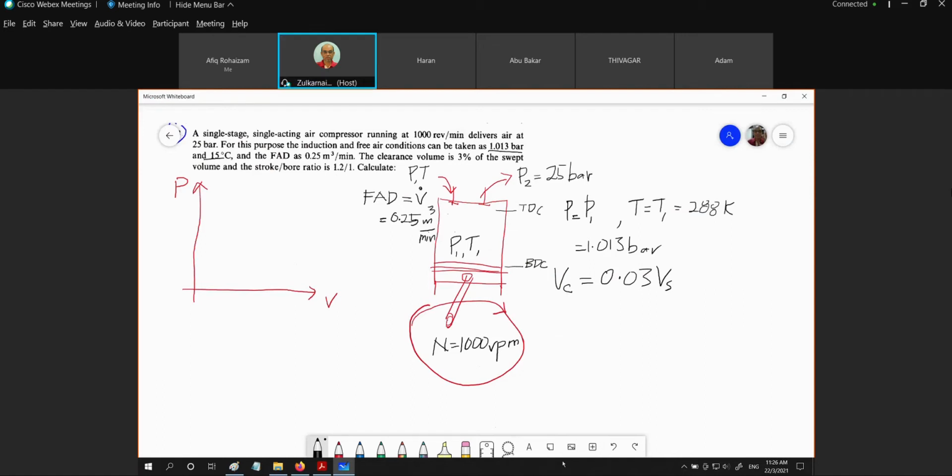So what is the stroke? This is the stroke, L. What is the bore? This is the bore, D. Given right here, the stroke and bore, L over D is given as 1.2 over 1. After completing all the data given, you know that this is the case of VC not equal to 0, so our PV diagram will look like this.